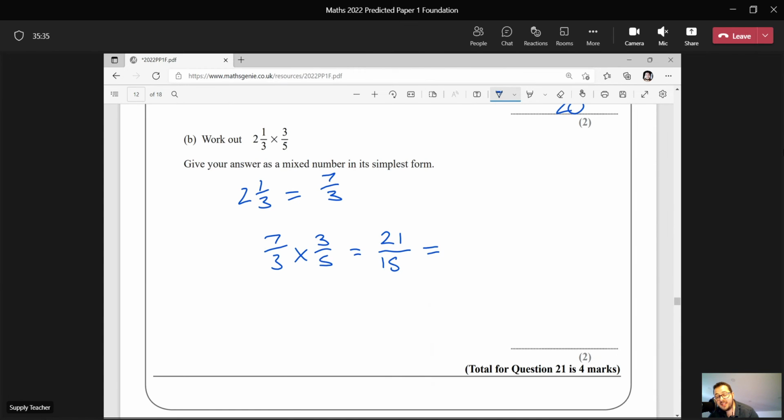Now I want to simplify this. I've noticed they're both in the 3 times table. So 21 divided by 3 is 7, and 15 divided by 3 is 5. And they also want it as a mixed number. So how many 5s go into 7? 1 with 2 remainder. So that is 1 2/5.